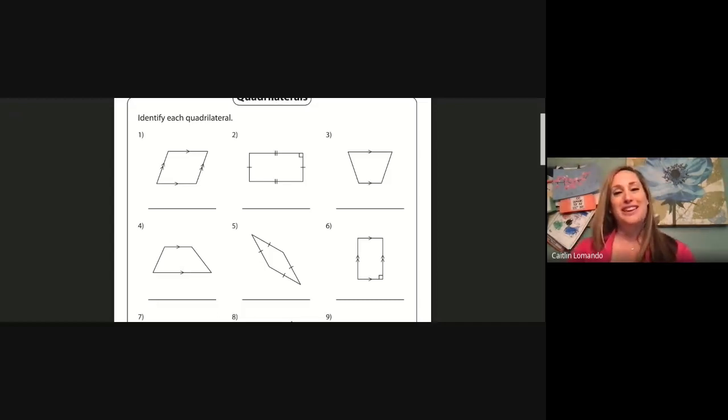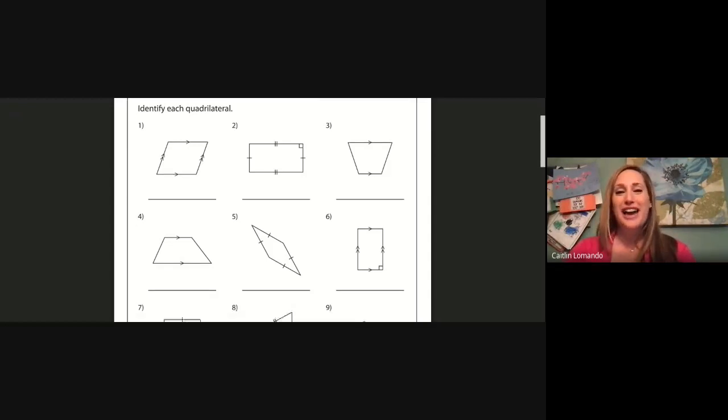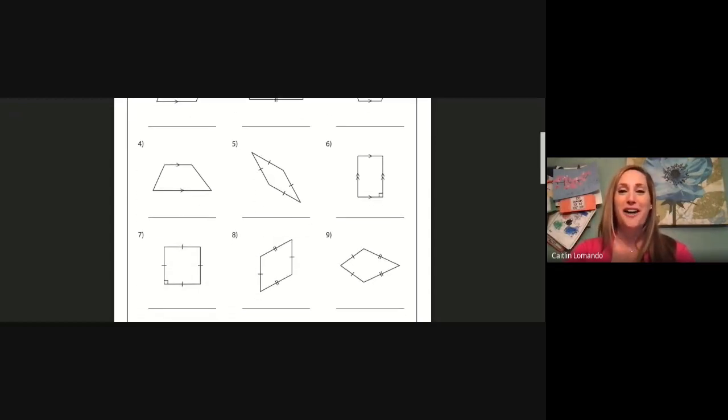Number 6 should be easy. I bet a lot of us know that, quadrilateral or polygon. Let's pause and discuss. That one is a rectangle. I bet everybody got that one.